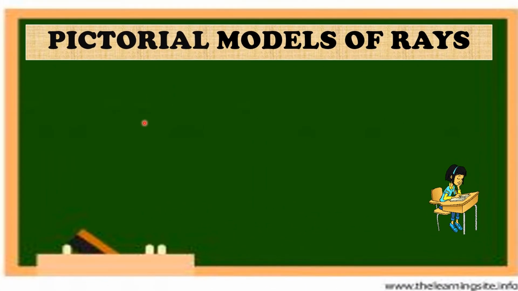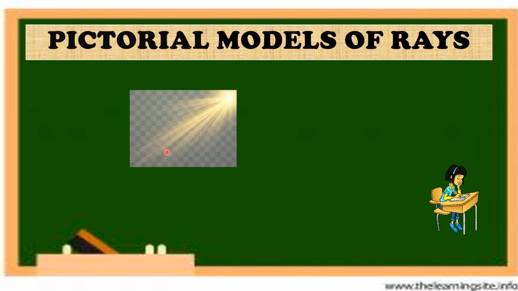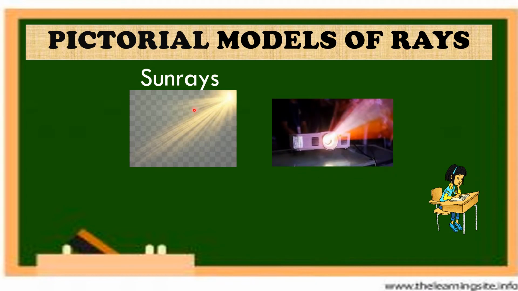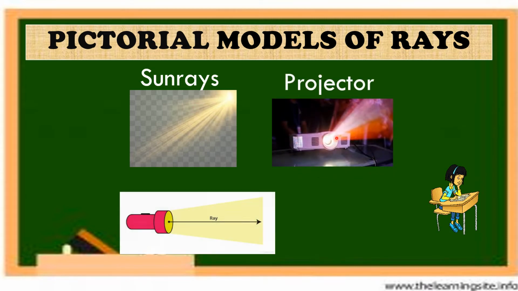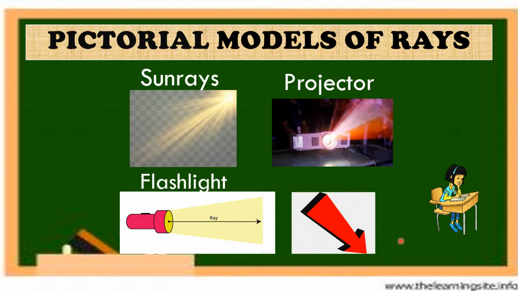Pictorial models of rays. We have the sun rays, the projector, the plus line, the arrow. So the following are pictorial models of rays.